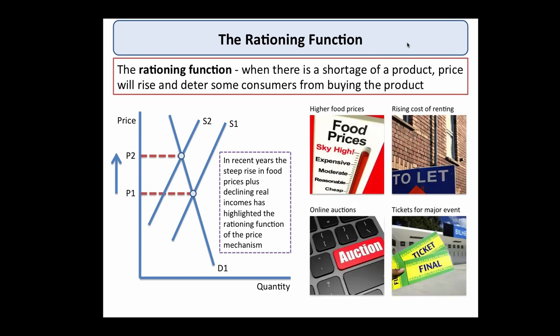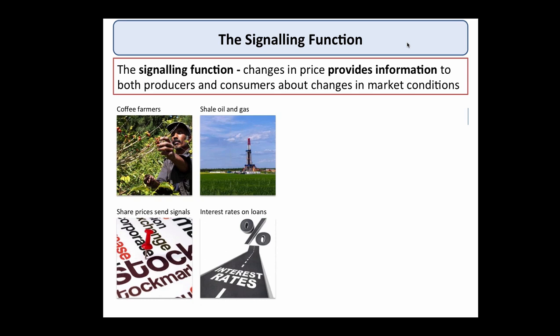Let's just look at a couple of examples here, hopefully to help you with your revision. So let's take the rationing function. Essentially, this function says that when something is in high demand, or when there's a limited supply, then the price goes up, and that is an immediate means by which some consumers are unable to purchase the products because they don't have enough real income to be able to afford it.